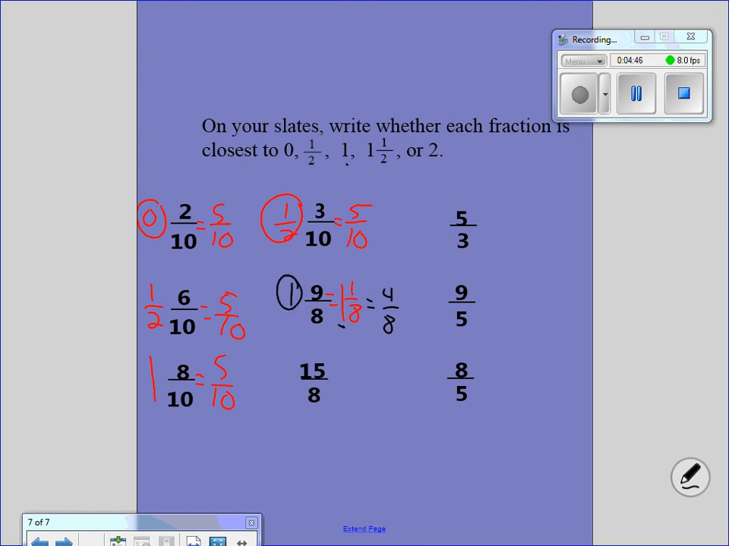15/8. Let's see what this turns into. 1 and 7/8, right? So we know we're far away from 1. How about 1.5? 1.5 would be 1 and 4/8. 7/8 is closer to the number 2.